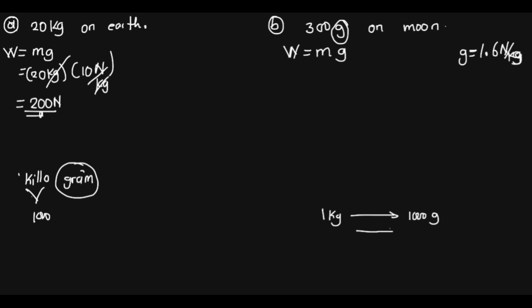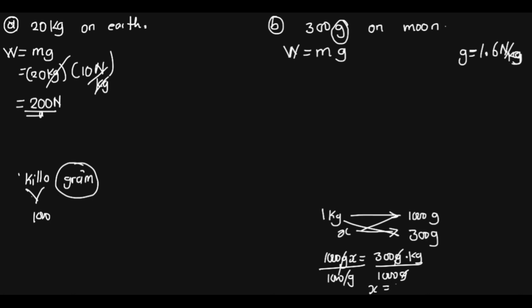So we can now proceed by finding the mass in kg. So I'm just trying to show the working here. Since the 300 is in grams, the 300 grams will be written where the grams are. So here we put x, then we cross multiply. So 1000 grams times x is 1000x. Then here we have 300 kg. So we divide by 1000 grams on both sides. So x is equal to 0.3 kg.